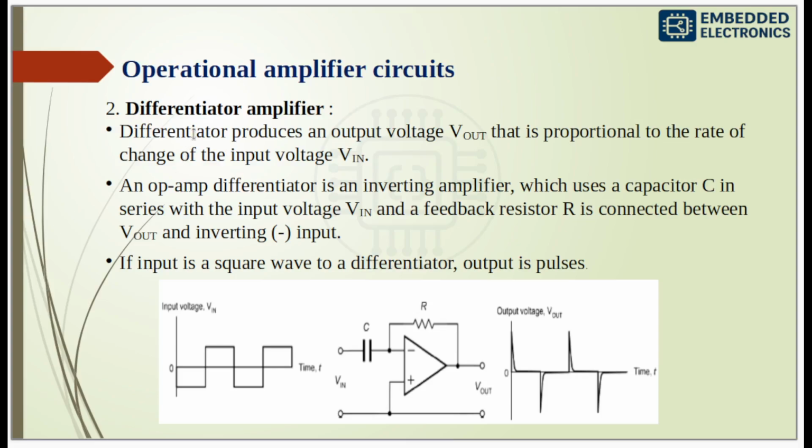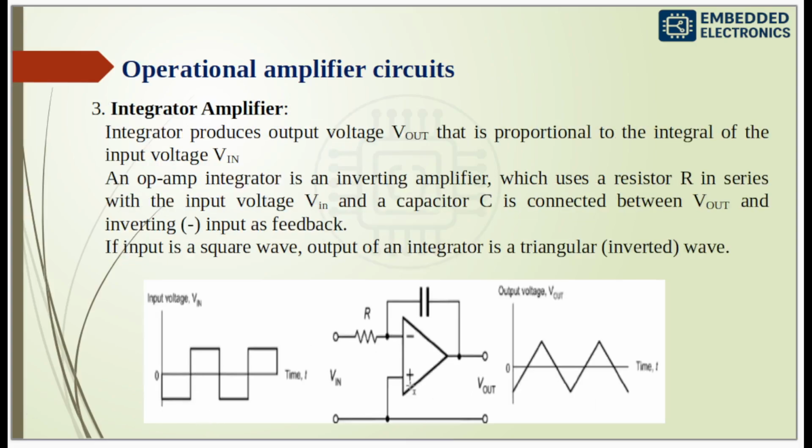And next is the differentiator amplifier. The differentiator produces an output voltage V out that is proportional to the rate of change of input voltage V in. Here you give a square wave and you get the output as pulses. This circuit uses a capacitor C in series with the input voltage V in, and a feedback resistor R is connected between V out and the inverting terminal. So this is the differentiator amplifier.